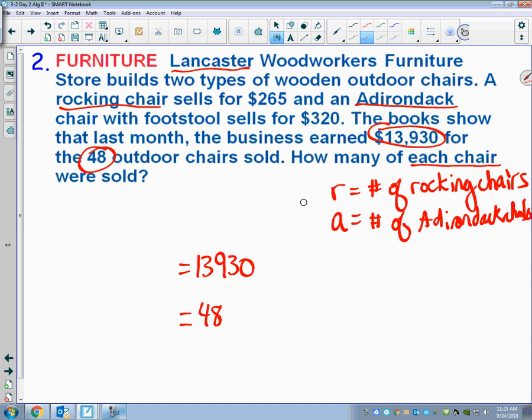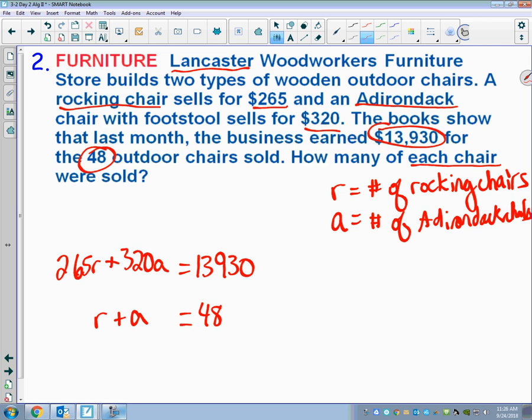So how much does the rocking chair cost? Rocking chair sells for $265, so that's $265R. And the Adirondack chair sells for $320, so that's $320A. Money stays with money, all right? Don't put money down here with the 48, because there's only a total of 48 chairs. So rocking chairs plus Adirondack chairs has to equal 48. And this is where you could do substitution or elimination. I did elimination on the last one, so I'm going to do substitution on this one just to show you, but you could totally do elimination as well.